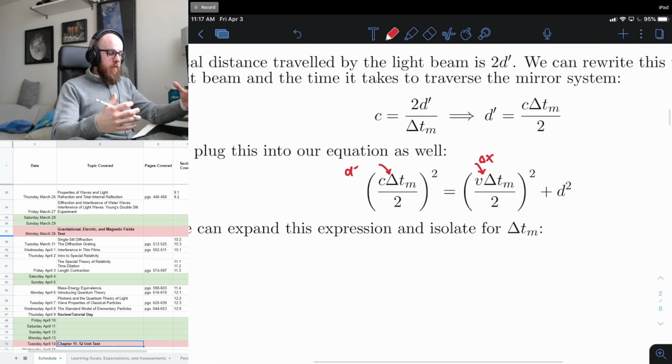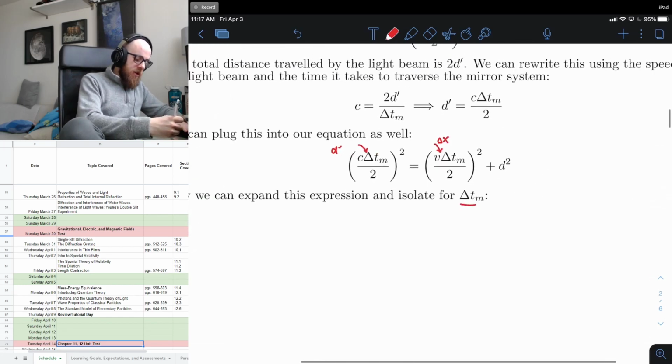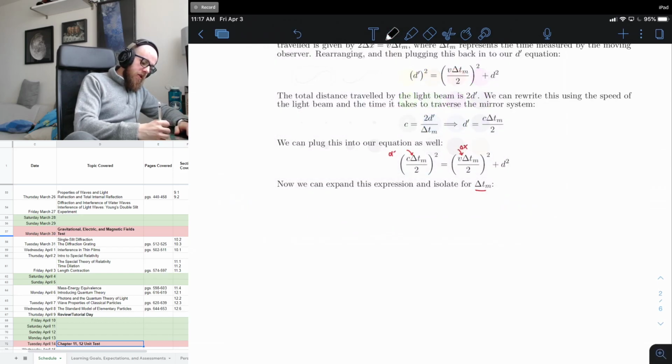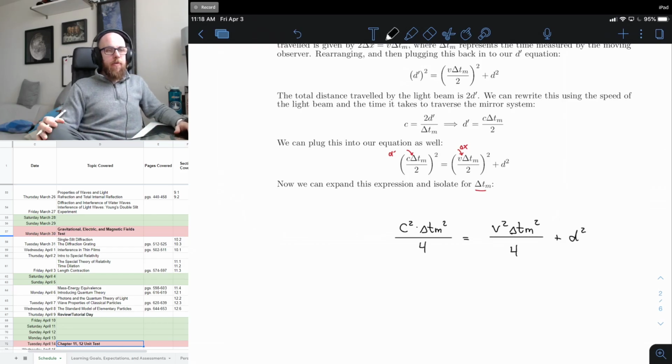Now what I'm going to do is expand both of these brackets out and just simplify. Essentially, I want to isolate this expression for delta tm, all right? So let's give it a go. I'm going to expand out the left side bracket, so I'm just going to move the square inside. So I'll get c squared times delta tm squared over 4, and that's going to be equal to v squared delta tm squared over 4 plus d squared. d squared is just hanging out.